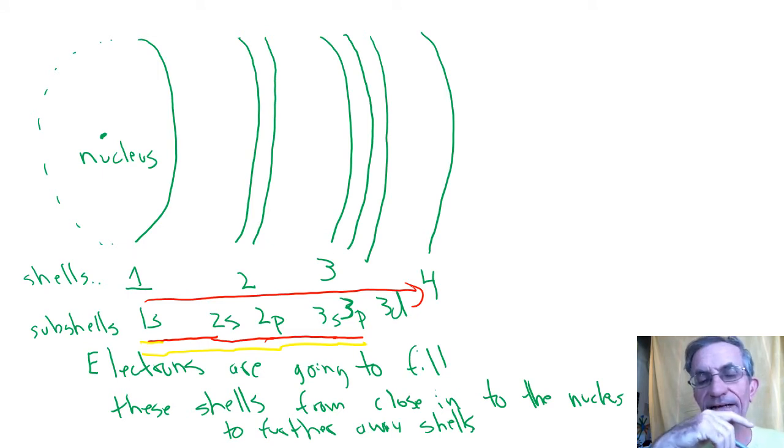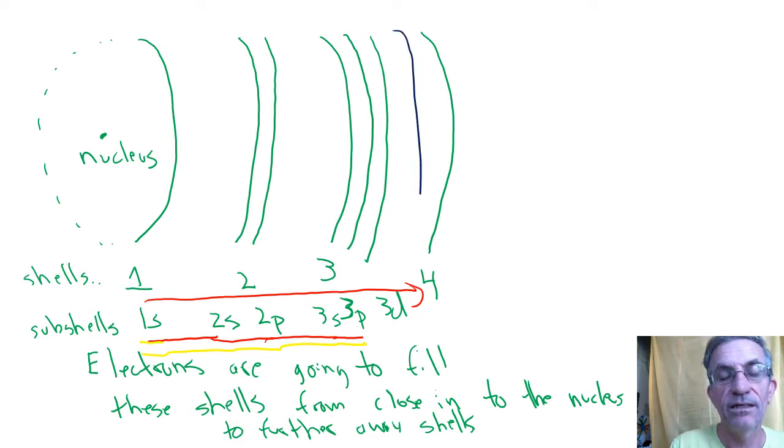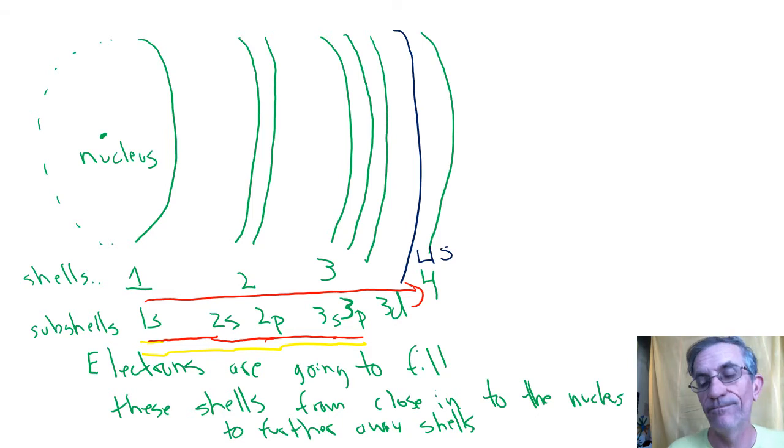Now, you might guess, oh, the next thing I'm going to fill up is the 3d. But it turns out these shells kind of get mixed together when you get further away. So the next shell actually is not the 3d level, okay? Actually, the next one that's going to fill up is part of the fourth shell. It'll be the 4s level. All right, so you'll go 3s, 3p, 4s, 3d. Then after 3d, you go to 4p, and so on.